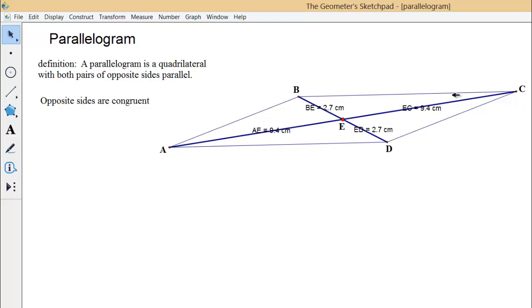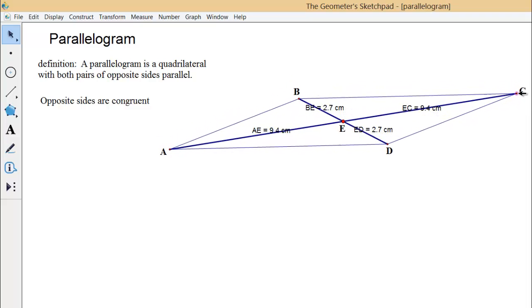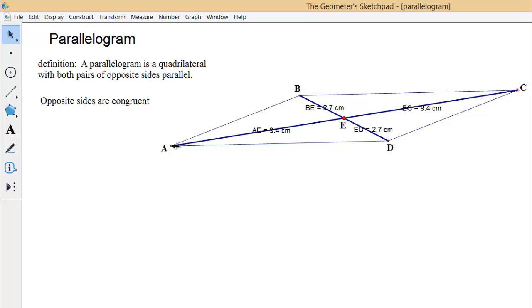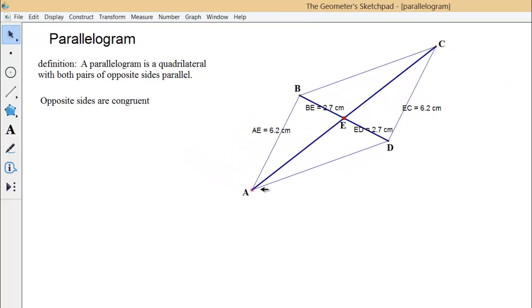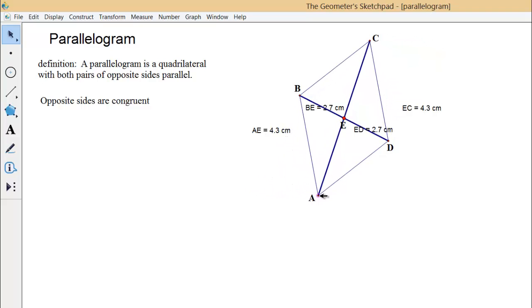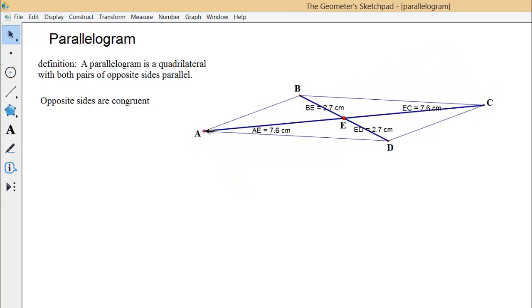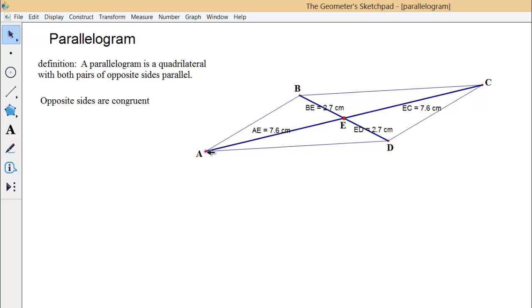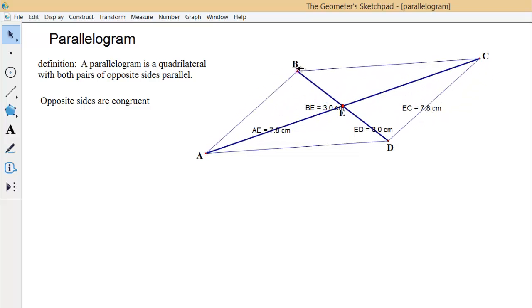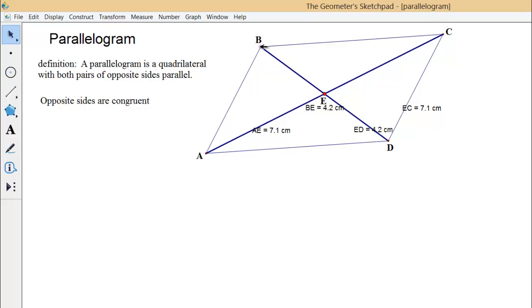Now keep an eye on these measurements and we'll change the shape of our parallelogram. So let's write that. Diagonals bisect each other.